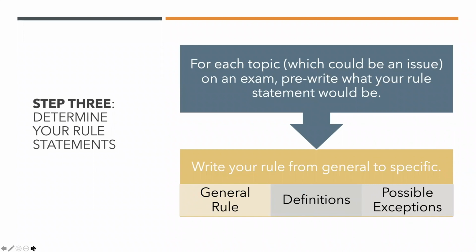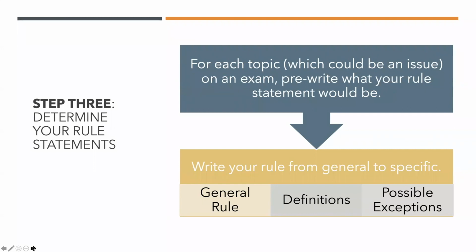Then I might put an exception in my rule. However, an invitation to deal or a question about a particular issue might just be a preliminary negotiation and not actually an offer. So I am thinking about writing my rule statements in that same way for any class or any topic, from general to specific. Write down what the general rule is, define that general rule, and then list any possible exceptions.